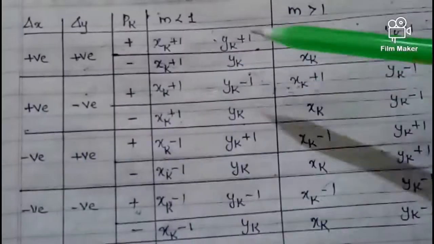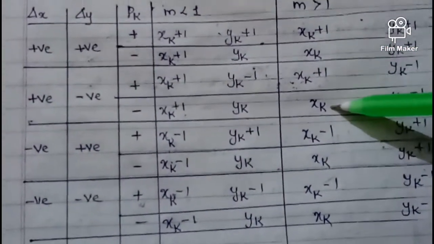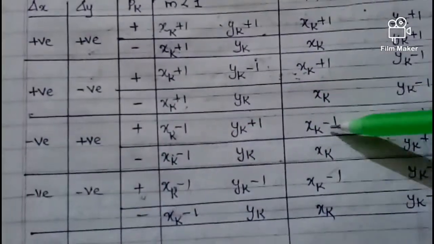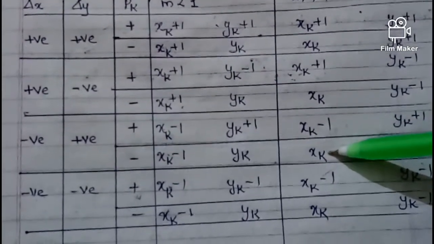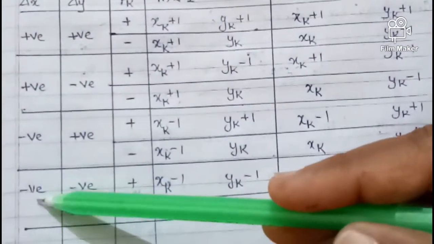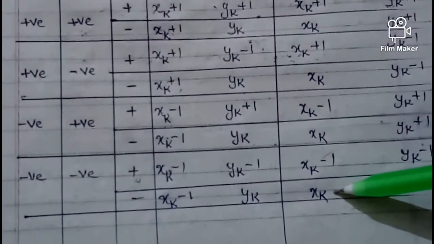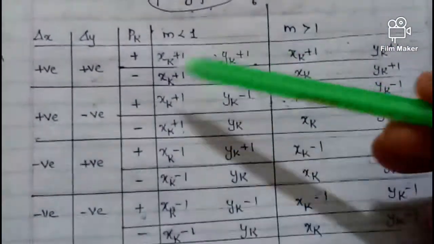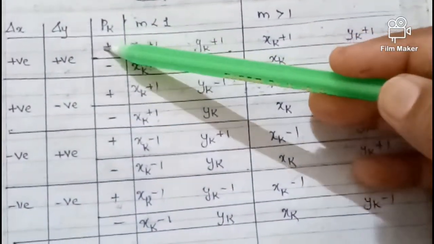Here delta x is positive, so x increments when pk is positive, and x will not have any change when pk is negative. Here delta x is negative, so x decrements when pk is positive, and it will not undergo any change when pk is negative. Here delta x is negative, which means x should decrement when pk is positive and will not undergo any change when pk is negative. So in this way, there are 4 cases, and every case has a pk positive case and a pk negative case.